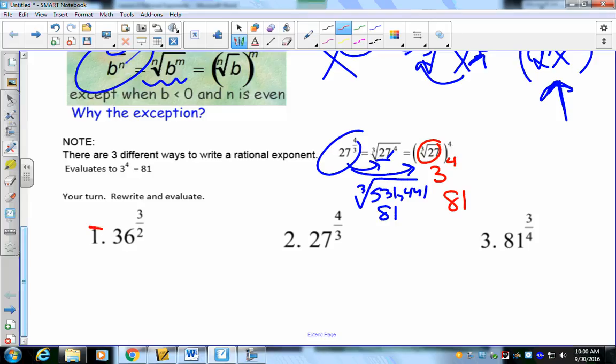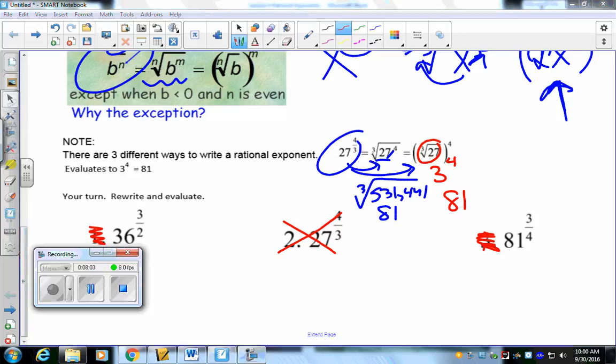Just a heads up, that's problem 1. That's not a decimal. 2 is the example we just looked at, so you don't have to rewrite that again. But go ahead and try to evaluate those on your own. First, write it as a radical, and then evaluate it. I'm going to pause the video as well.